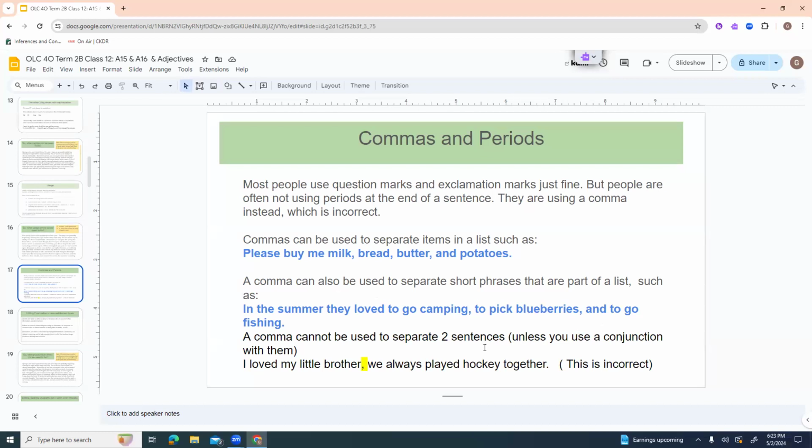But a comma cannot be used to separate two sentences unless you are also using a conjunction with them. So if I were to say, "I loved my little brother, comma, we always played hockey together," that's incorrect. I could say, "I love my little brother because we played hockey together," or "we always played hockey together," but you cannot just use a comma by itself to connect two complete sentences, okay?